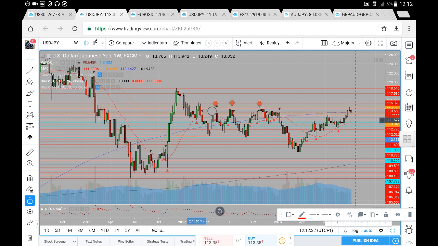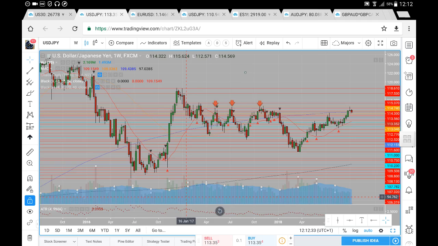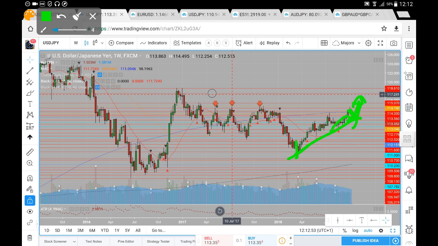So we'll see if we do have further pullback before realignment with the overall trend that's developed here since about March, here on the US dollar Japanese yen, if we do see that continued momentum to the upside after a potential pullback.